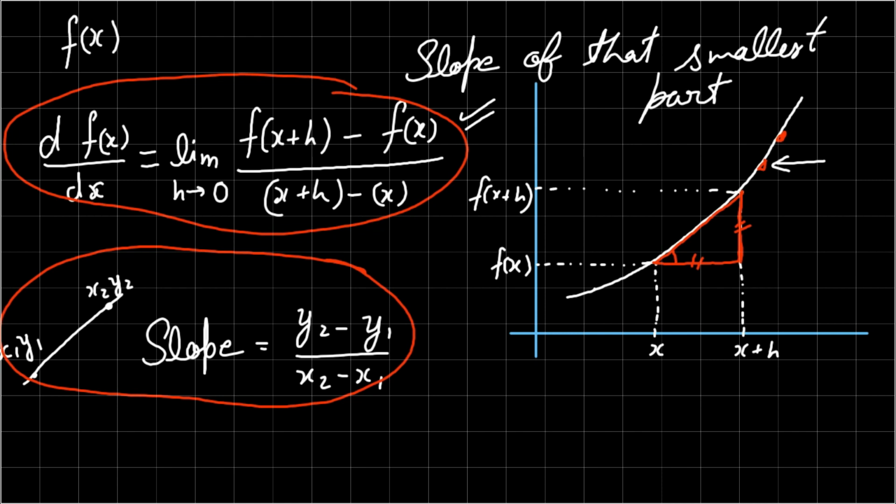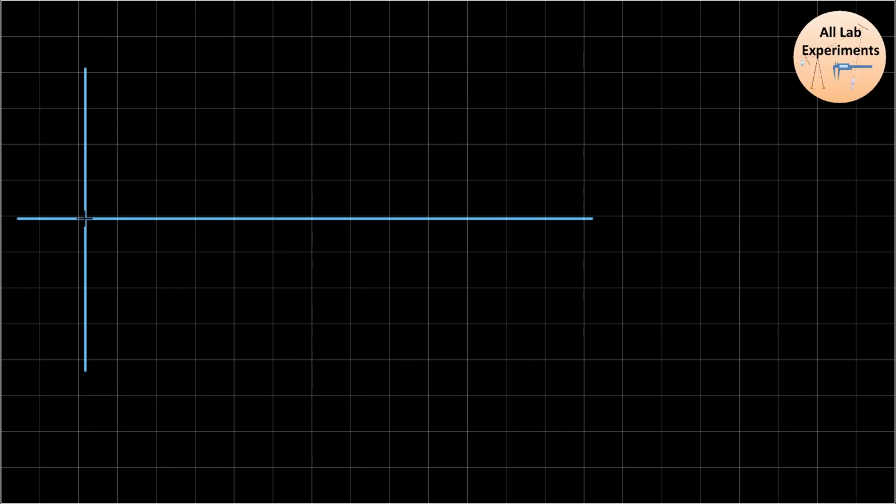Let's see how this definition works on sin x. Now let me first draw a curve of sin x. I am plotting, not much perfect, but this is fine. So this is close to a sin x. Let's see how this expression works in the case of sin x. Now take this point near the origin.